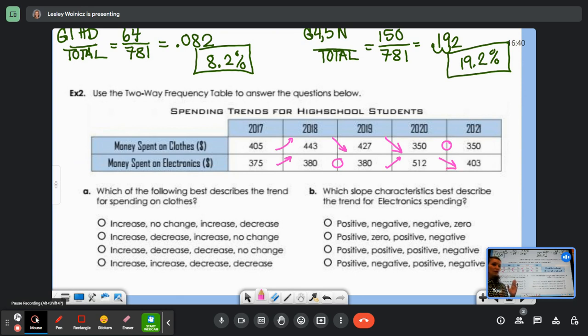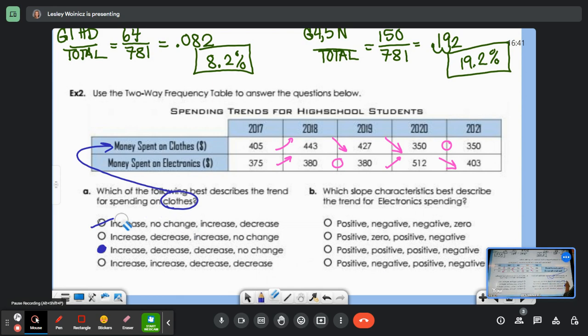So now we just have to make sure that we're looking at the right thing, because sometimes they might ask us about the second thing first. So this says, which of the following best describes the trend for spending on clothes? So I want to make sure that I'm looking at this row. So it looks like I've got increase, decrease, decrease, no change. So that's what I'm looking for. Increase, well, it's not this one because this is wrong. So not him. Increase, 2 decreases, and a no change. I think it's this one. That's what matches my arrows.